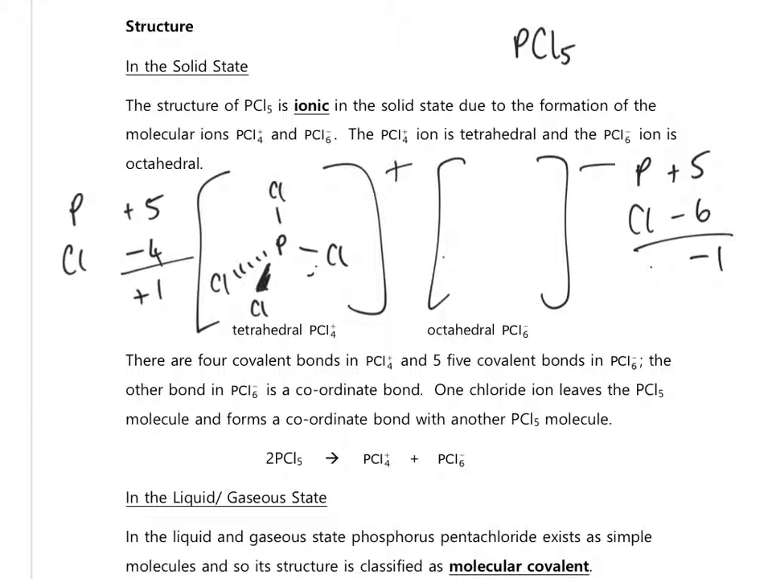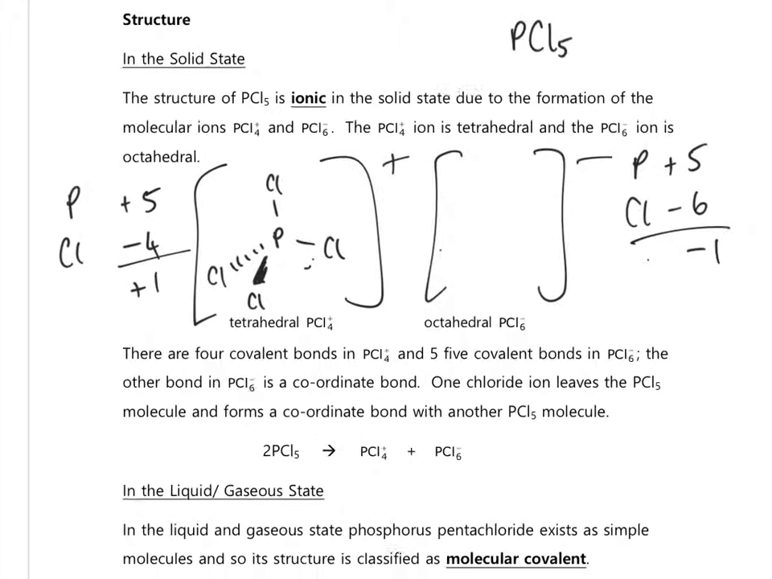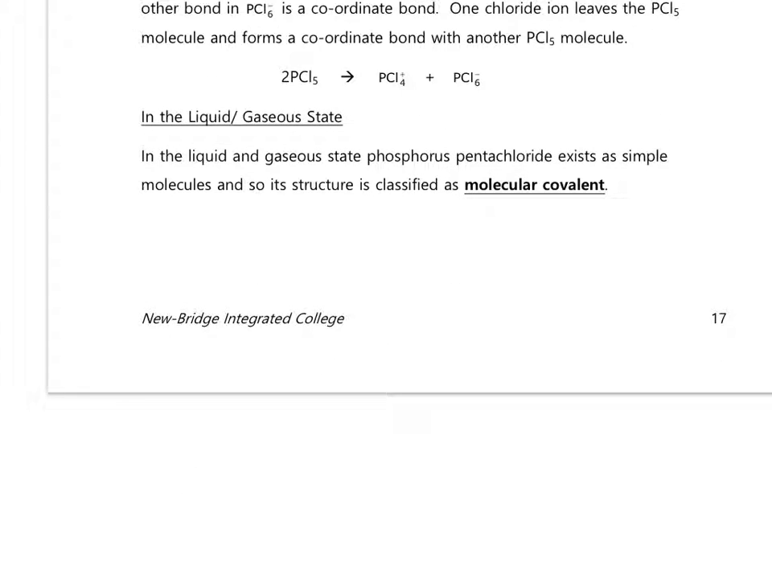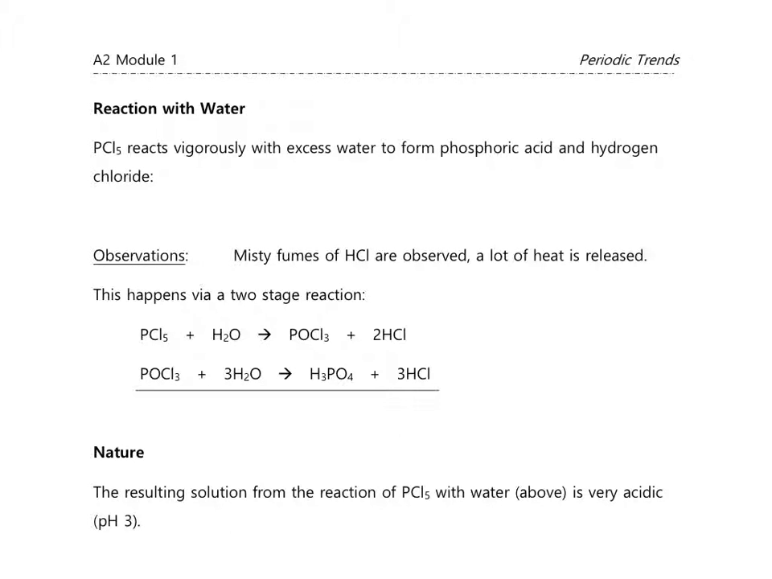Okay, so what holds these together is one plus, one minus. What do you call that? That holds together oppositely charged ions? Electrostatic attraction. Brilliant. In terms of its reaction with water, we get phosphoric acid and hydrogen chloride produced.